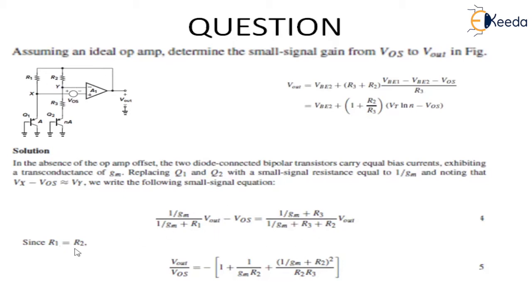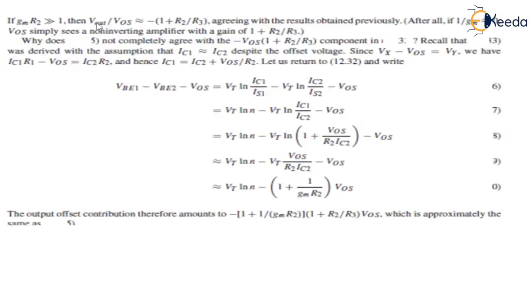Since R1 is equal to R2, we can solve it by putting R2 in place of R1. We get Vout by VOS equals minus of 1 plus 1 by GmR2, times 1 upon Gm plus R2 whole square upon R2 plus R3. Now, if GmR2 is much greater than 1, then we get Vout by VOS equals minus of 1 plus R2 by R3.